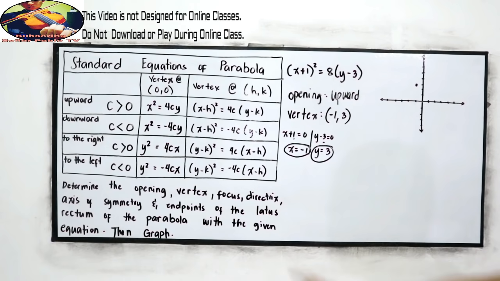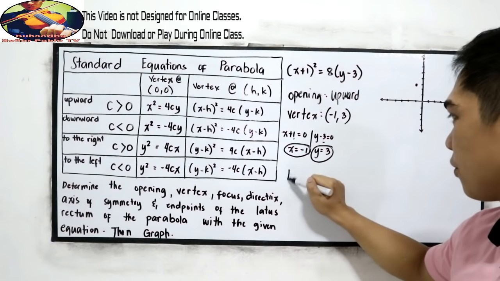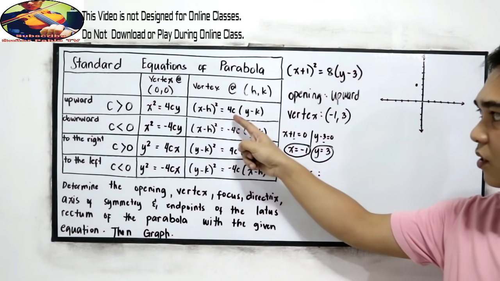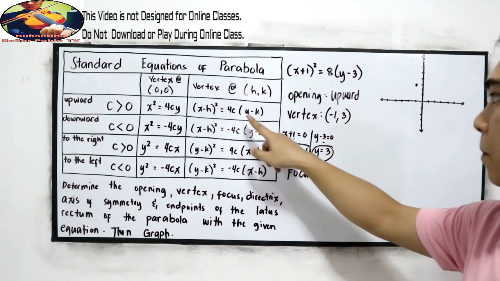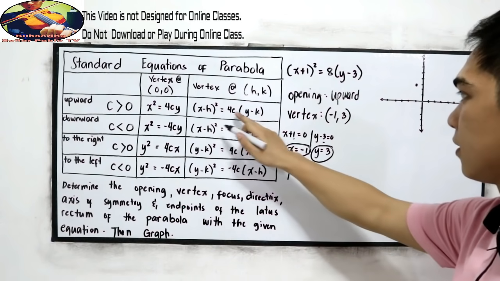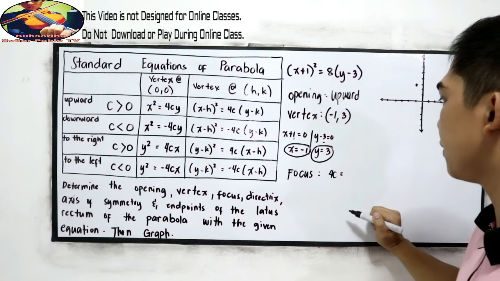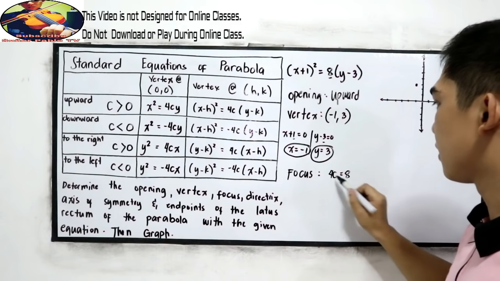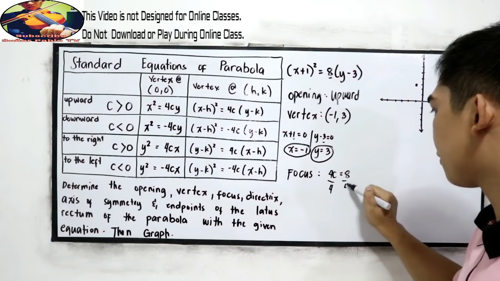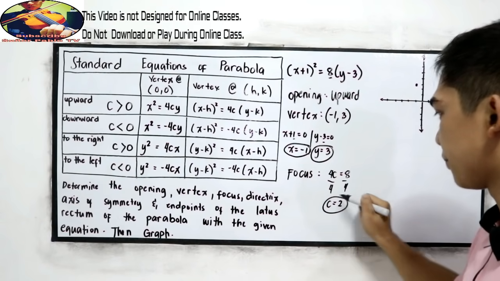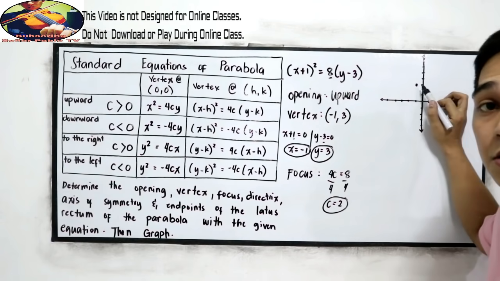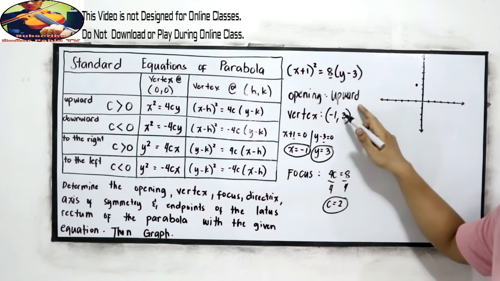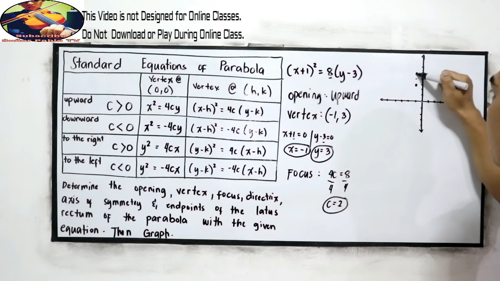Next, we're going to find the focus. Our focus, or the P, that is equal to our 4C. So, we're going to find that 4C is equal to, here 4C is 8. So, divide by 4, C is equal to positive 2. That means, from our vertex, we're going to locate 2 units up because the opening is upward. So, 1, 2. This will be our focus.